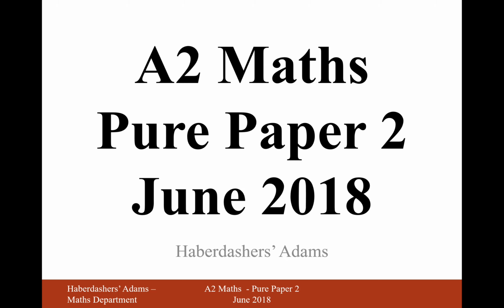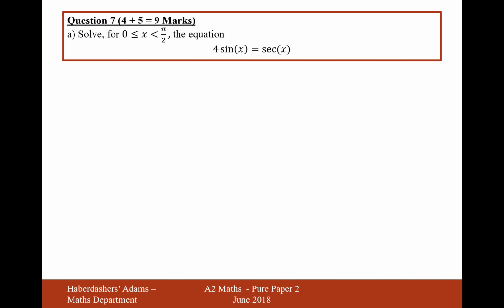We're on June 2018, paper 2, and here we're looking at question 7, a trig equation question. Solve for x between 0 and pi by 2 the equation 4 sine x equals sec x. So let's write out this equation. We won't write sec, we'll write 1 over cos x at that point. So 4 sine x equals 1 over cos x.